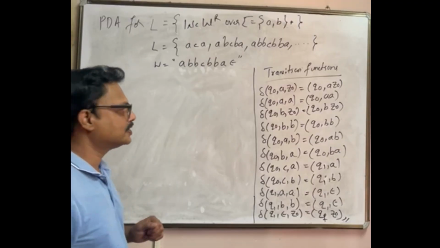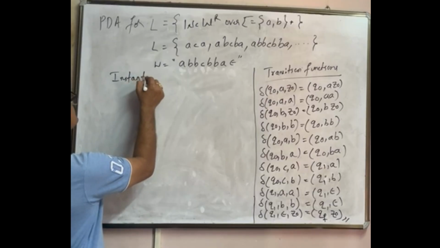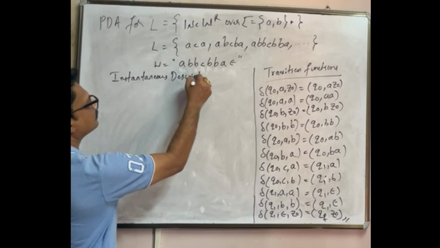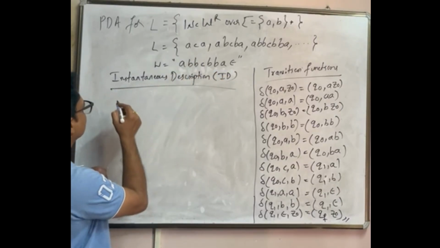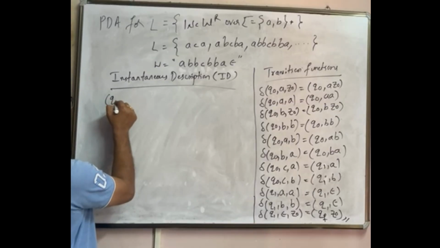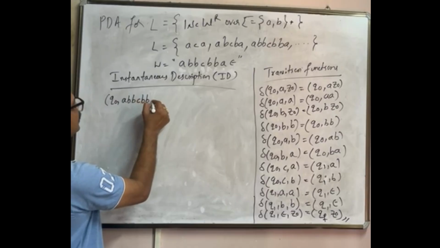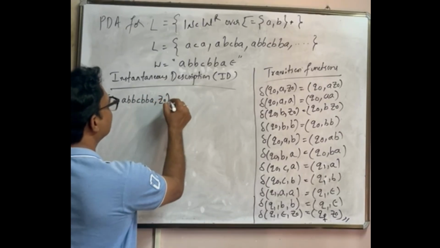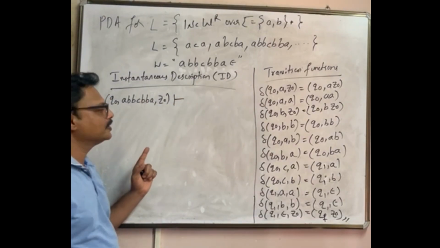Okay, now let us write the instantaneous description, that is ID, for this string. Now that is Q naught A B B C B B A, and the top of the stack is Z0, and this is the symbol that we use for writing the instantaneous description.